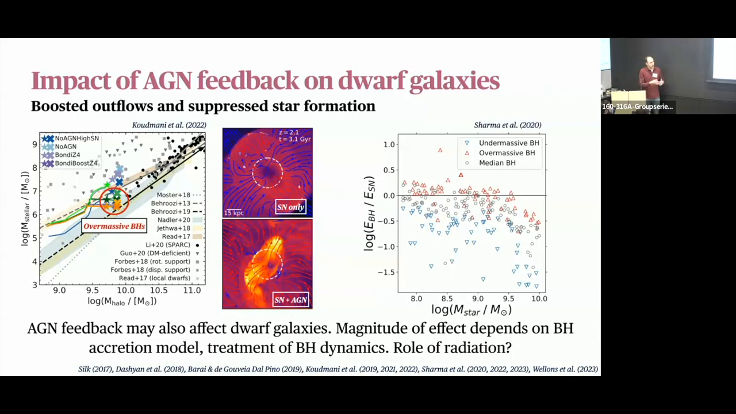But this field is still in its infancy. There are large uncertainties associated with accretion, large uncertainties associated with the dynamics of black holes in these systems, and also with the seeding prescriptions that can all affect what comes out of these simulations. But the message is that AGN may relieve the need for very strong supernova feedback in the dwarf regime.